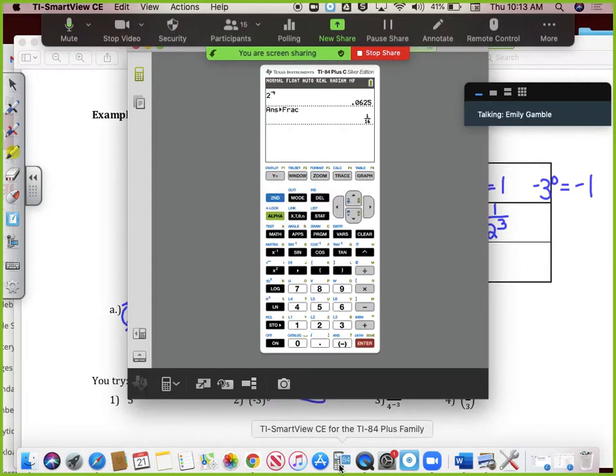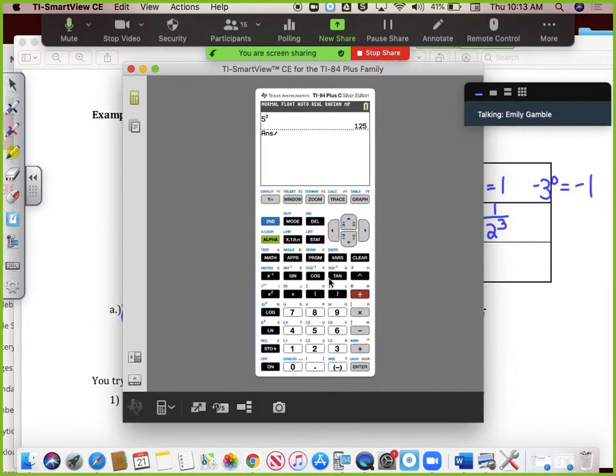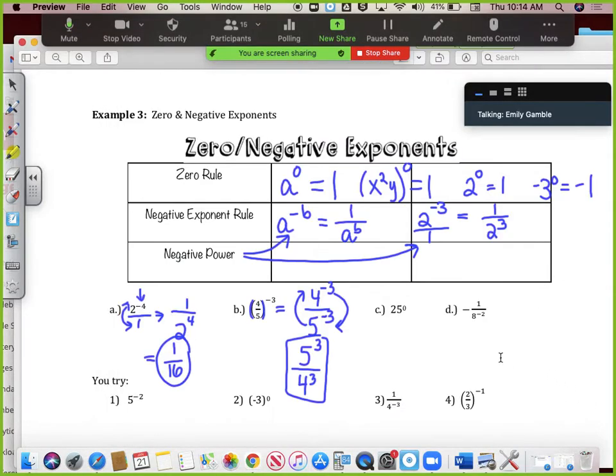And you could do 5 to the 3rd power divided by, what was it, 4 to the 3rd power? And then they will give you the answer in decimal form. Hit math, fraction, or math, enter, enter, and it'll give it to you in fraction form. This is 125 over 64.